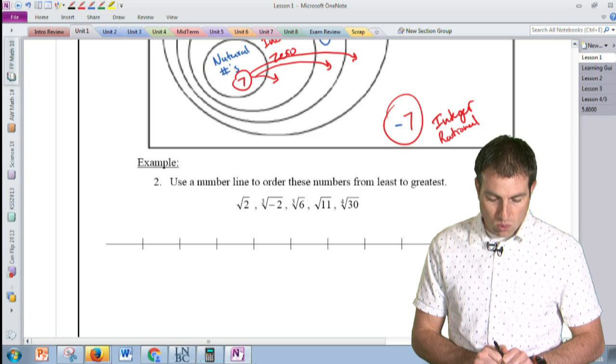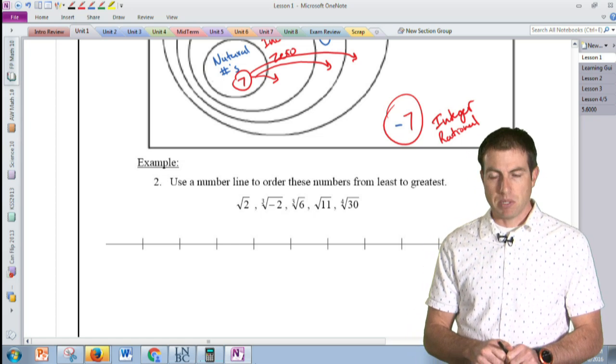All right, use a number line to order these numbers from least to greatest. We have a number line here for you.